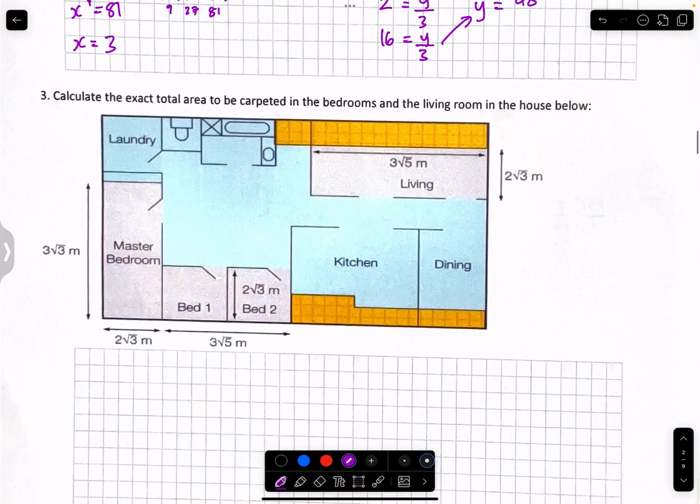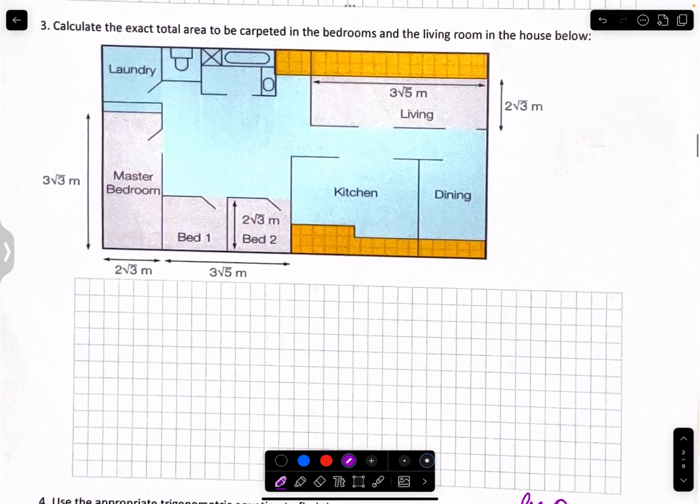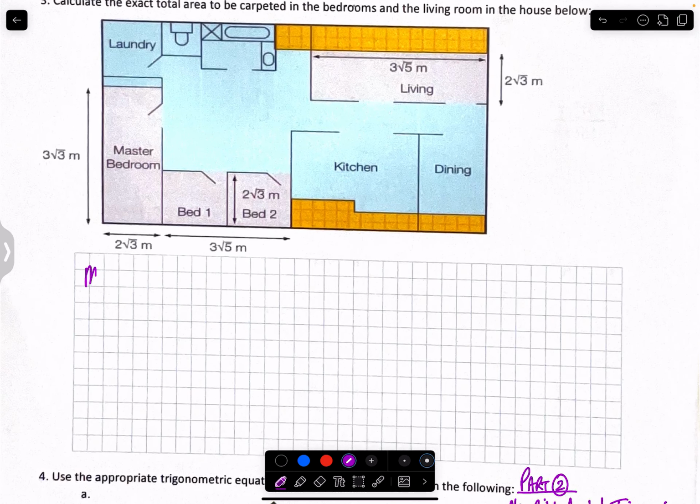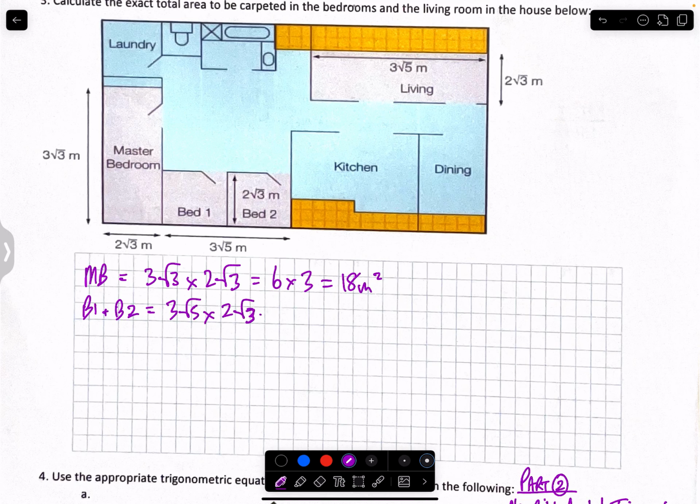Calculate the total area to be carpeted in the bedrooms and living room in the house below. Master bedroom. Area of a rectangle is length times width, so it is 3 root 3 long times 2 root 3 short. 6 times 3, 18 square meters. Beds 1 and 2, don't do them separately because the 2 bedrooms form a rectangle, which is 3 root 5 long by 2 root 3 wide. 6 root 15.